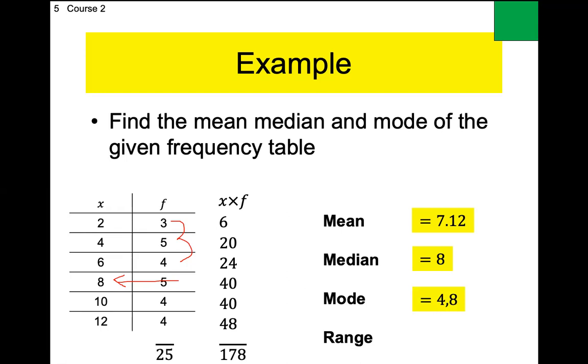Lastly, the range. The range is the biggest number minus the smallest. The biggest number is 12, the smallest number is 2. 12 minus 2 is 10, so the range is 10. Mode is the easiest. Range is the next easiest. And then I'm going to argue that once you get the process, median is just as quick. Mean is the hardest one. As always, mean is the hardest one.